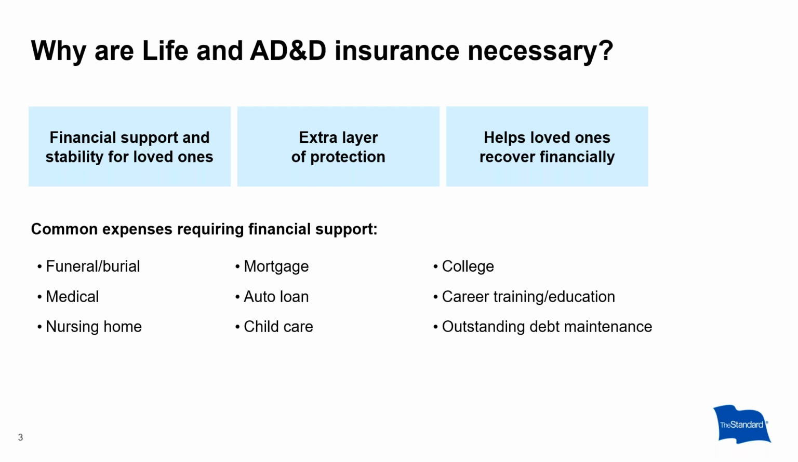Starting with the basics, why is insurance necessary? Life insurance is designed to help provide financial support and stability to a family should a loved one pass away. Accidental death and dismemberment provides an extra layer of protection if the employee dies or becomes dismembered in an accident. And I've also got a few things listed on this slide that show the common things that are supported by life insurance should a member pass away.